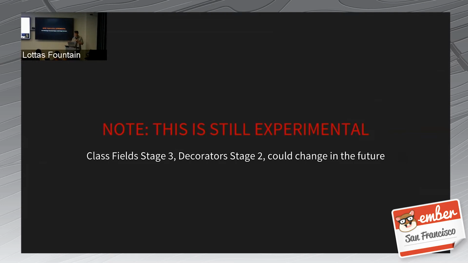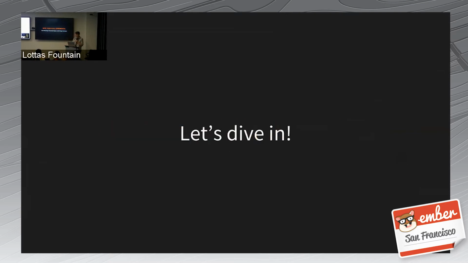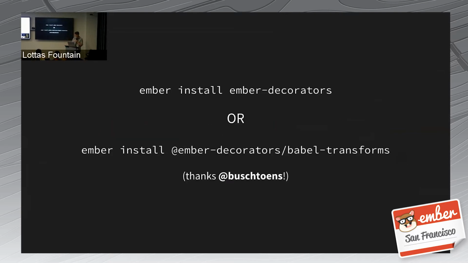And quick note before we go any further, all of this is still fairly experimental. Class fields are stage 3, decorators are stage 2. So they can change in the future. And if you start writing code on it now, your mileage may vary. So without further ado, let's dive in.